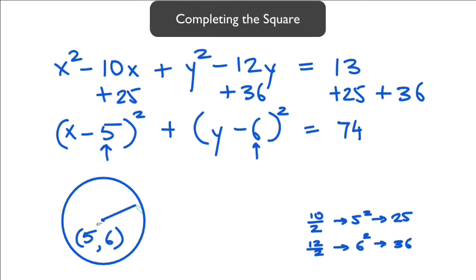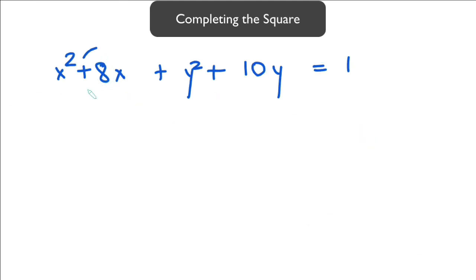And then what is the radius? That's also actually given to us. It's actually the square root of this number. So the radius is going to be equal to square root of 74. So this is a slightly more complicated problem than the ones that we've been working on, but I think now you know how to find the center and the radius of a circle. Let's try one more problem.